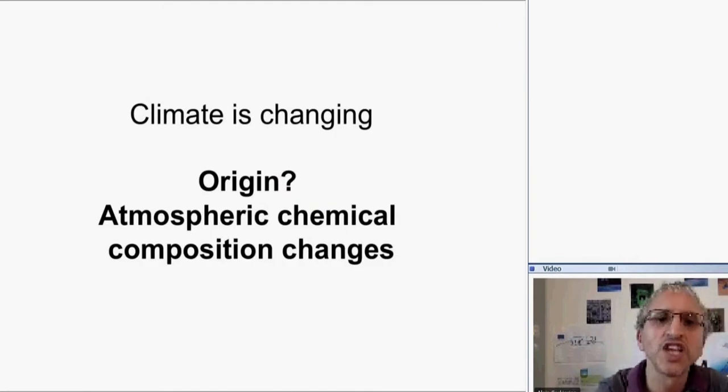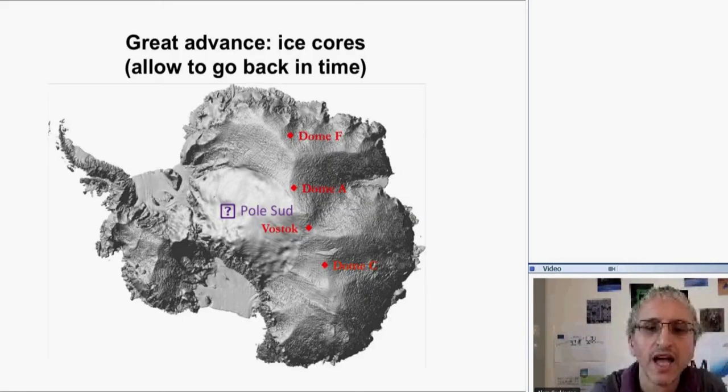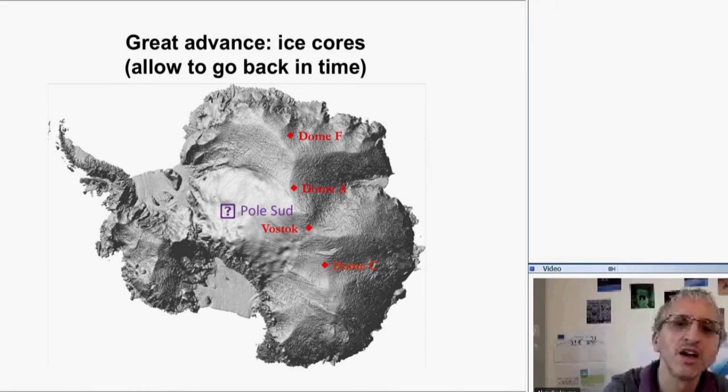So climate is changing. So what is the origin? And the origin is simply atmospheric chemical composition changes. And I'm going to show you what I mean by chemical composition changes. One of the great discoveries for climate science is the use of ice cores. So this is the Antarctic continent, but it's the same for Greenland.